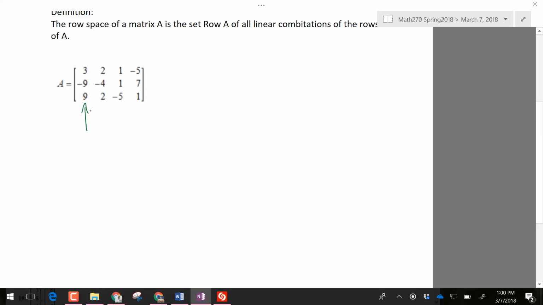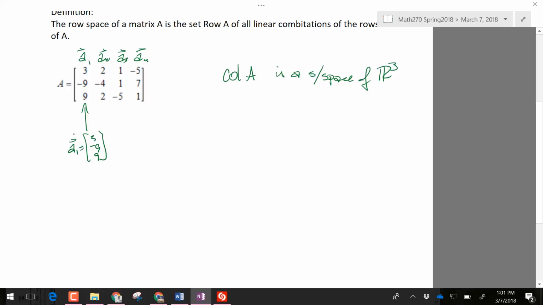So if we take a look at a column, how many elements does a column have? 3. So where is the column space? The column space should be a subset or subspace of R3. So these are 4 vectors. We'll call them vector A1, A2, A3, A4. So 3, minus 9, positive 9, for example, is A1, and it lives in R3. So your column space has to be in R3.